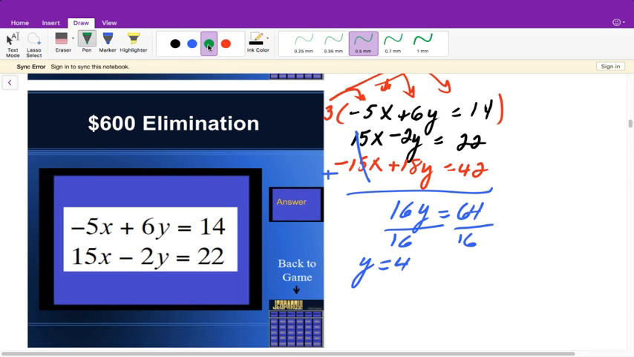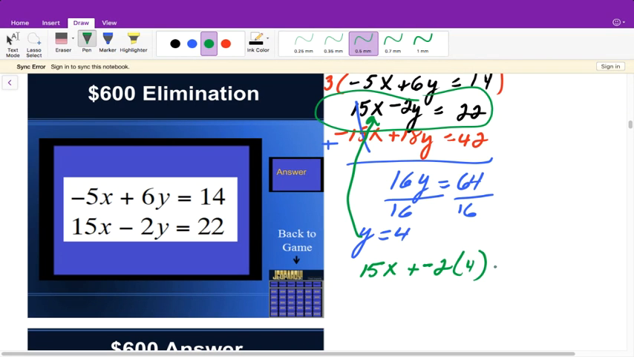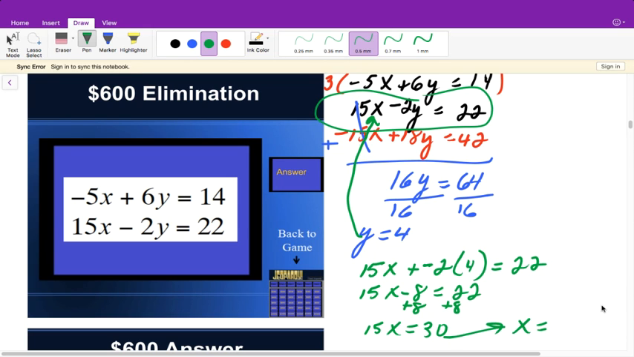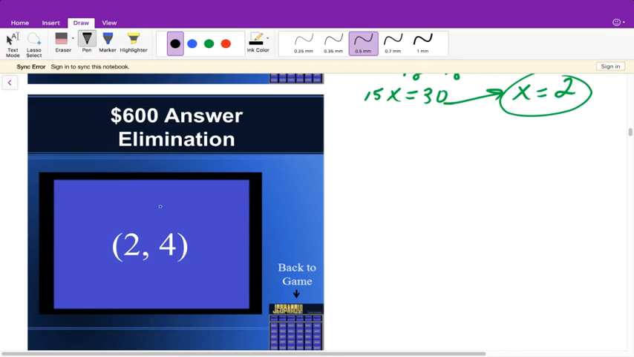So then to solve for x, I just need to plug this in. It doesn't matter which one. I'm going to plug it into this one here because this way my x is positive. So 15x plus negative 2 times 4 is equal to 22. So 15x minus 8 is equal to 22. I will add over the 8. And 15x is equal to 30. Divide by 15, x is then equal to 2. Remember, you have to write your final answer, though, as an ordered pair, (2, 4). All right, so here's the answer, (2, 4).